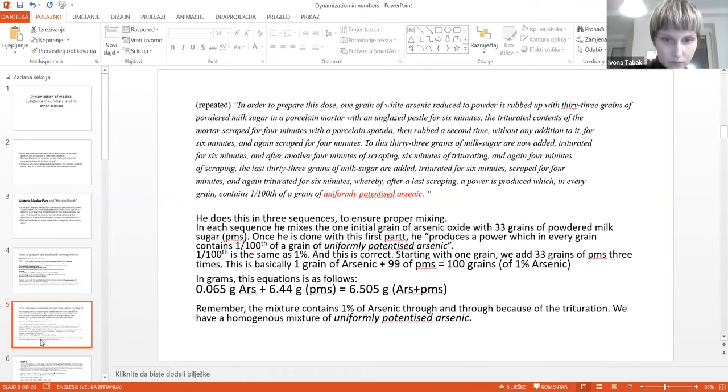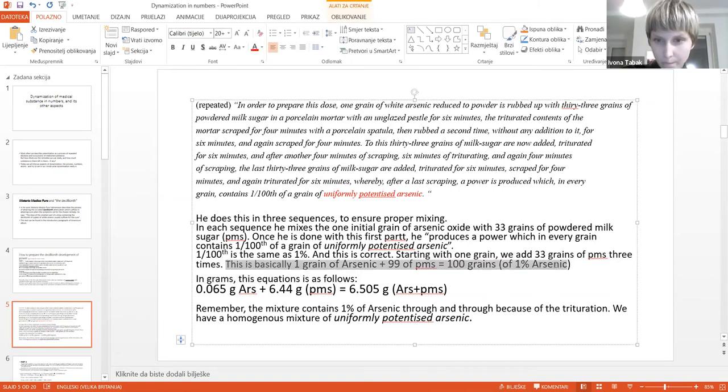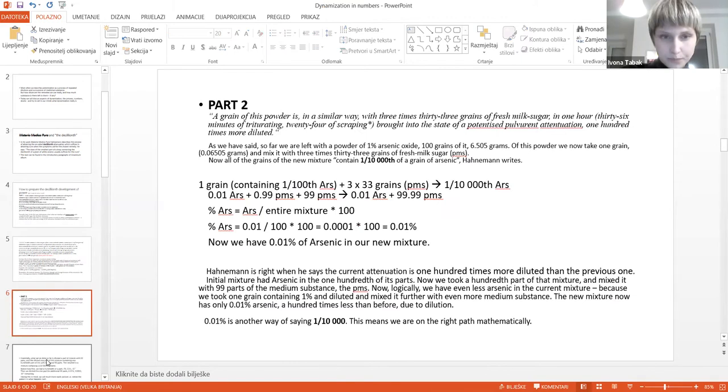I've actually started calculating this in grams already. So by the end, we have 6.5 grams of this mixture. And this contains, if we calculate all of this, you see the equation here. You can see, I mean, the numbers are quite clear. We have 1% of arsenic, which is the same as Hahnemann says, 1/100th of a grain. And it's uniformly potentized, so it's homogeneous. And then we go to part two.